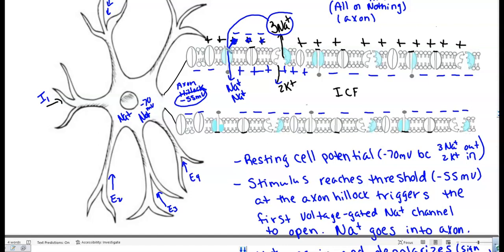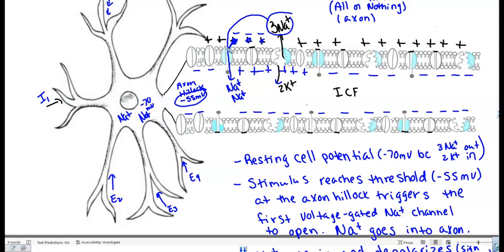The best way to remember this is a salty banana. Sodium, when you're at rest, is getting kicked out. Sodium's getting kicked out. So when the action potential happens, sodium wants to come back in. Okay, so that's the best way to remember that.